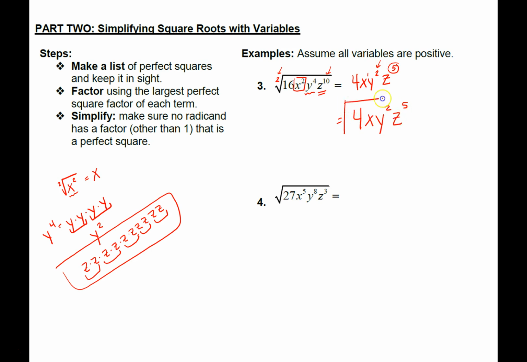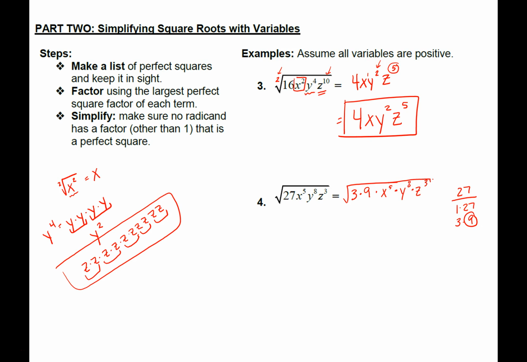And we can do the same thing with things that aren't quite divisible. It's just we have to think about the leftovers. So let's look at a case like that. So with 27, the first thing I'm going to do is make my list of possibilities. 1 times 27, 3 times 9. I'm stopping there because 9 is a perfect square. So that means I have the square root of 3 times 9 times x to the 5th, y to the 8th, z to the 3rd.